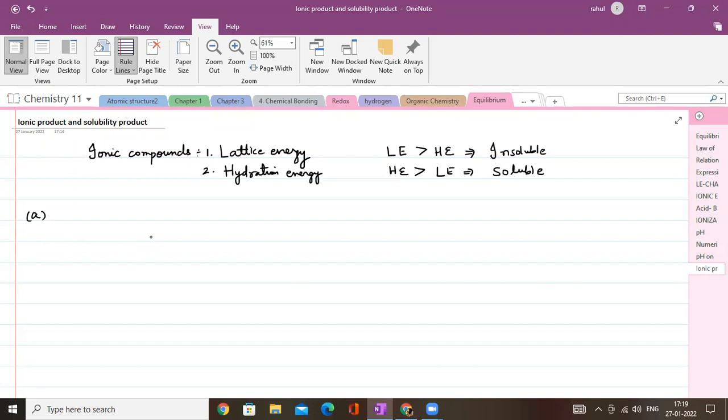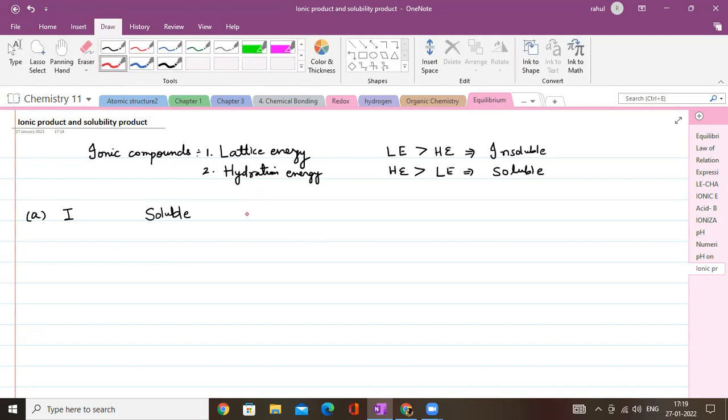Now we will take up the most important thing right now: how to classify substances on the basis of solubility. On the basis of solubility, the substances are basically classified into three categories. I repeat, they are divided into three categories. Category number one is soluble salts. Soluble salts usually have a solubility greater than 0.1. So I'll write here that their solubility is greater than 0.1.